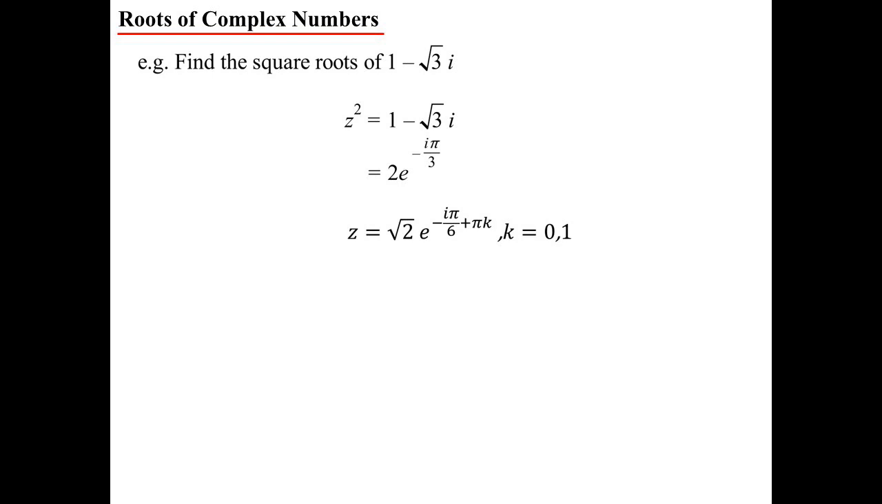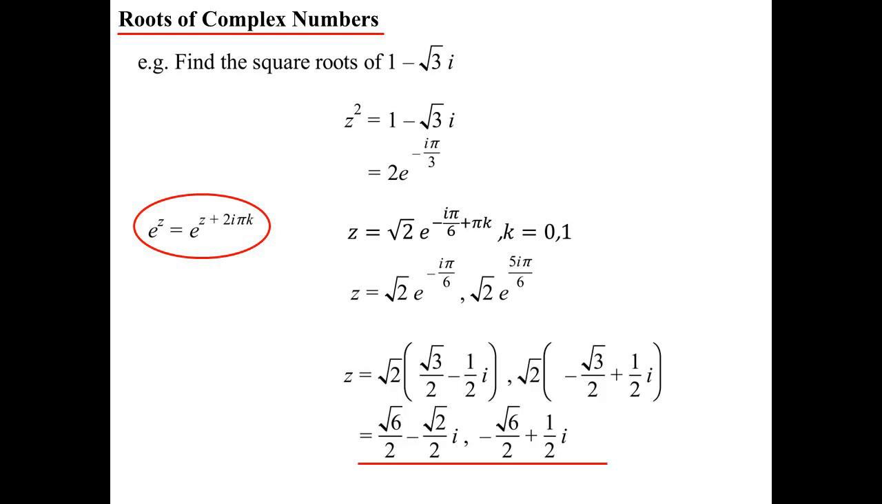Finding roots of complex numbers then. Yet another way of finding the square root of a number. So 1 minus the square root of 3 i. Well, so we're saying z squared is 1 minus root 3 i, but now I'll put that into exponential form. So it's 2e to the minus i pi on 3. Therefore, z will be the square root of 2. Notice now I've added in the 2 pi k, because I need to create more than one solution. k equals 0 and 1. Again, I just need 2 consecutive numbers. Remember, e to the power of z is the same as e to the power of z plus 2i pi k. And there's my 2 answers in exponential form. Convert back. There's our answer.